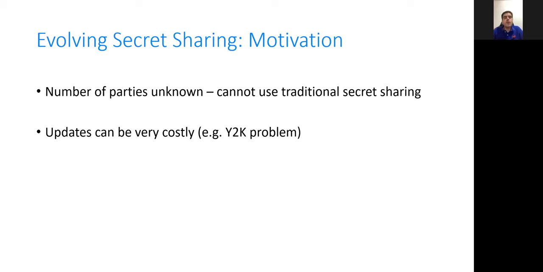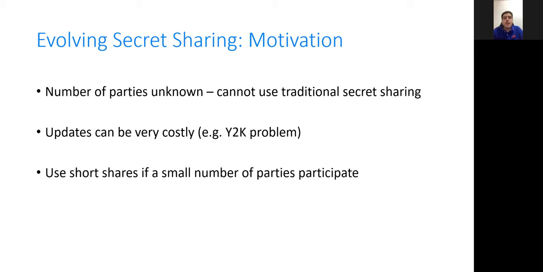A trivial solution could be to update the shares from time to time. This can be very costly when the number of parties is large, and then each update can be very large. Therefore, we need to construct new schemes to realize evolving secret sharing. This is also interesting when we have a fixed upper bound on the number of parties. For example, if we know that we can have at most 1 million parties, but in real time only 10 arrive, then we want to give these 10 parties smaller shares compared to what they would get if all the parties join. Therefore, studying evolving secret sharing is interesting.